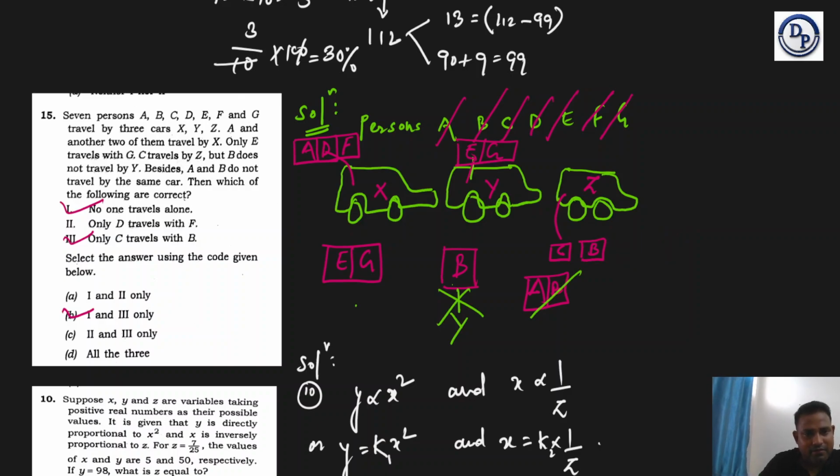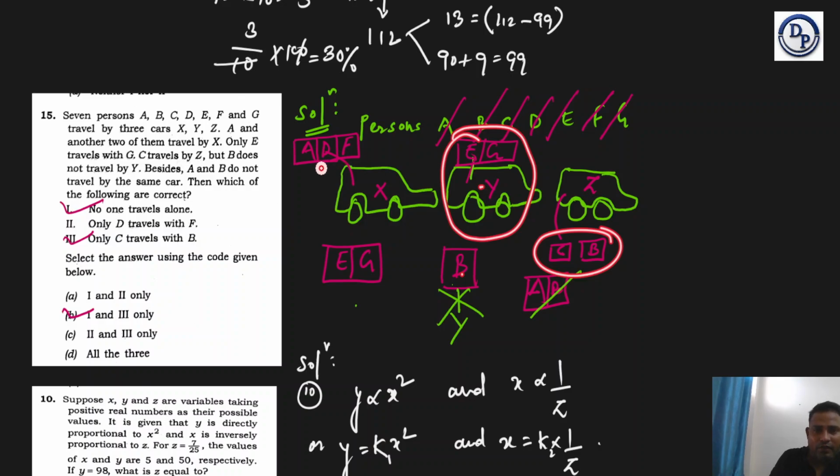Besides, A and B do not travel with the bus as well, as given. So now E and G are left. E and G must come together. Only 3 places are there, so here we'll write E and G for this car because B cannot come here. C and B are already here. Now D and F can fill the blank.